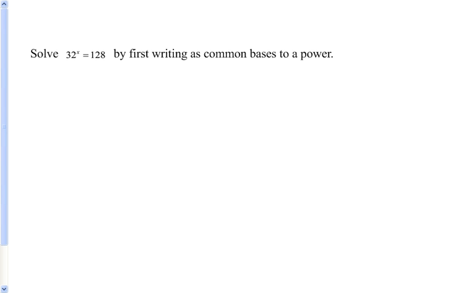Let's try another one. Alright, this one asks you to solve by writing as common basis to a power. Now, you don't see it on this sheet, but if you look above the board in my classroom, you'll discover that 32 is 2 to the 5th power, and that 128 is 2 to the 7th power. That's on the board above my wall. And since this one's being raised to the x power, I'm going to write that as the 5x, because you remember an exponent on an exponent, you multiply the exponents. Now it's a matter of simply canceling out the bases, dividing both sides by not 7, but dividing both sides by 5 gives me 7/5.